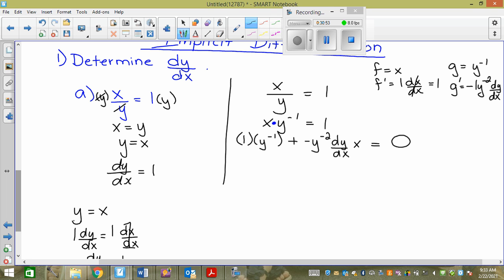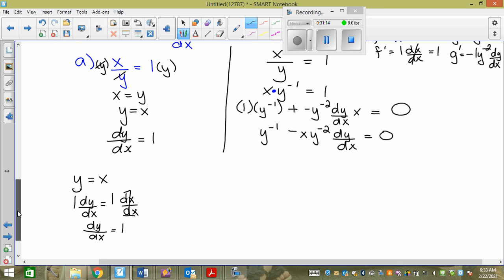Now I'm going to rewrite it so it doesn't look nearly as messy. So I'm going to have (y^-1 plus minus x y^-2) dy over dx equals 0. I'm just rearranging it for my own brain. Now our full goal here is to actually get dy over dx by itself.